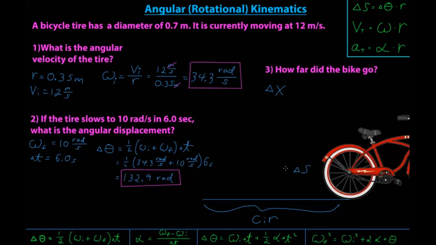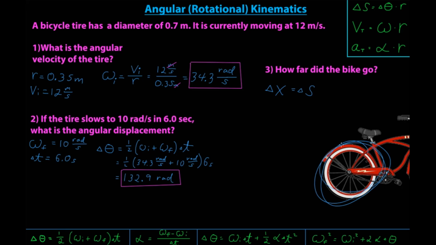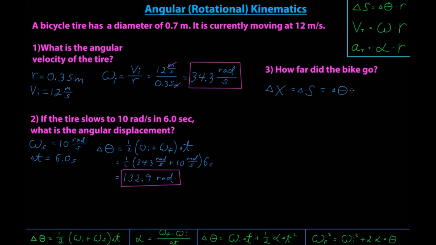So if this bike is moving forward, delta S and delta X are the same length. And that is why I could literally do this. Even though arc length is technically wrapped around the tire, if I laid it out in a straight line, I would have displacement, which means I can get displacement simply by doing theta times r. 132.9 radians times 0.35 meters gets me 46.5 meters.